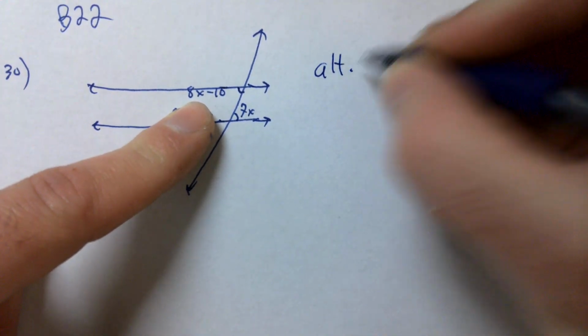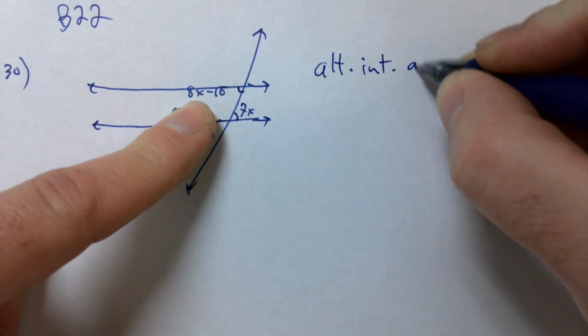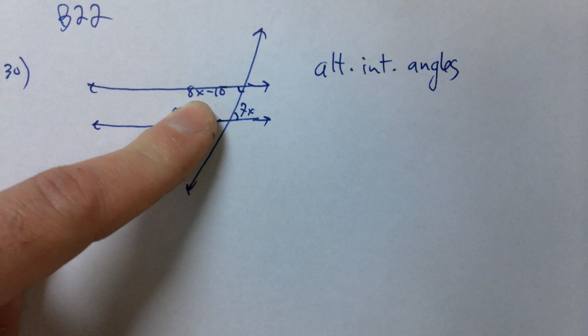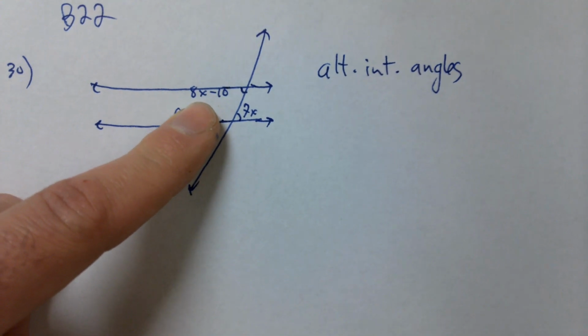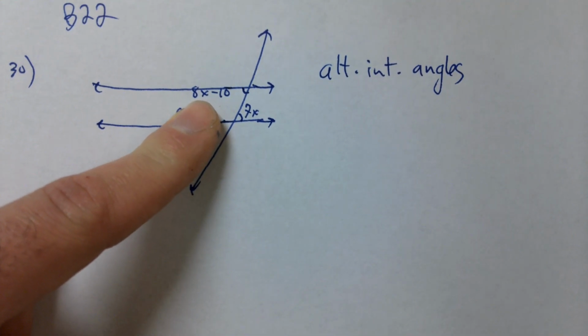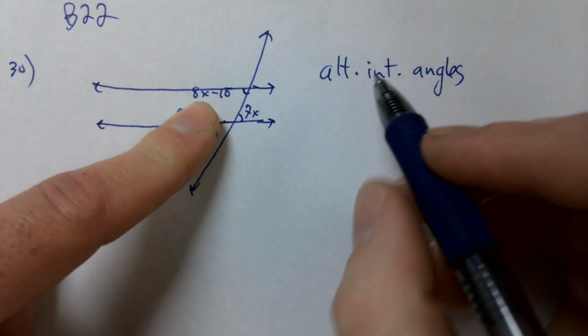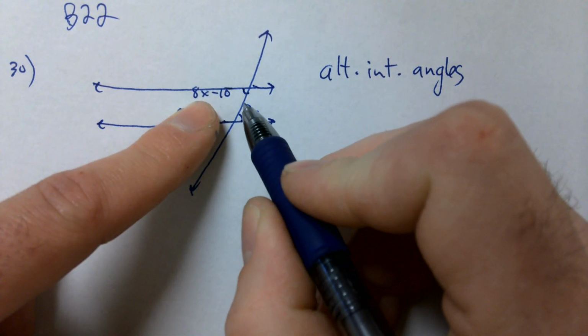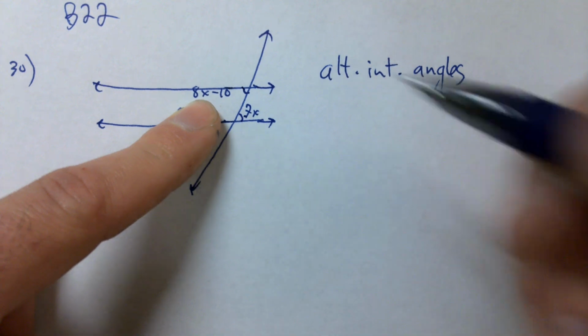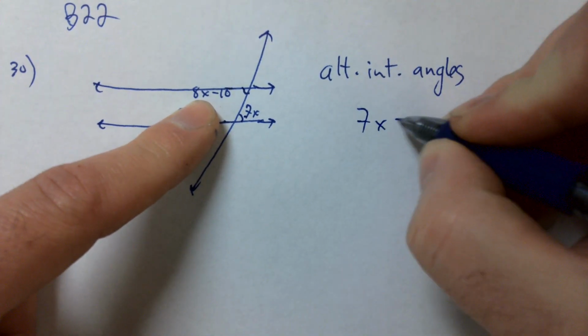Alternate interior angles. Now, when we're setting up an equation, if you had thought they were corresponding, Alex, the equation wouldn't have been any different. If it had asked you to identify the relationship and then set it up, then that first little part would have been wrong. Okay, but that's all right. They're both on the interior. One's on the left of the transversal, one's on the right. So I'm going to set them equal.